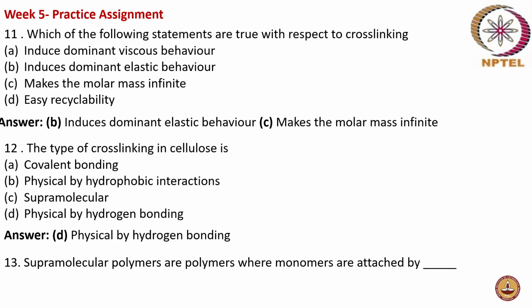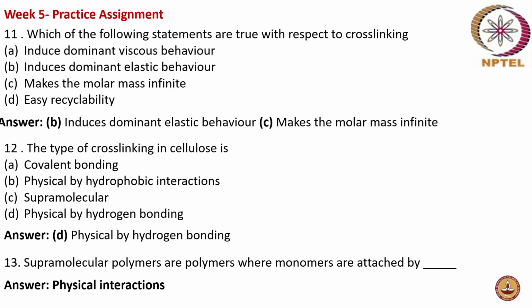Supramolecular polymers, or polymers where monomers are attached by, I think both physical and chemical cross-linking? Is it both? It is actually through physical interaction. Supramolecular systems are systems where your monomers are attached by physical interactions, and in fact your polymer is formed by physical interactions. In other cases like cellulose, the polymeric backbone is through covalent bonding, whereas the cross-linking is through physical interactions. Whereas in supramolecular systems, the backbone itself is made of physical interactions.